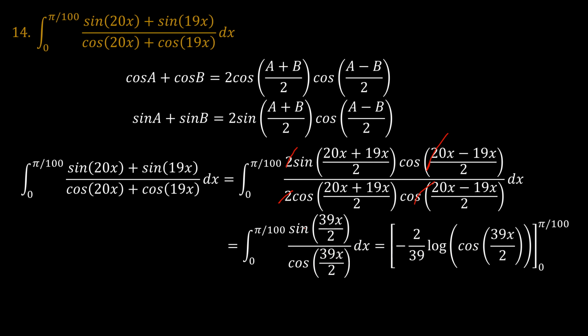Since the numerator is the negative derivative of the denominator. And so we have our limits here applied appropriately. Cosine of 39 over 2 times 0 is 1. Log of 1 is 0. So the only thing that remains effective here is the upper limit. And so substituting in the upper limit, we have negative 2 over 39 times logarithm of cosine of 39 over 2 times pi over 100. So this results in negative 2 over 39 log cosine of 39 over 200 pi. And this is the answer.